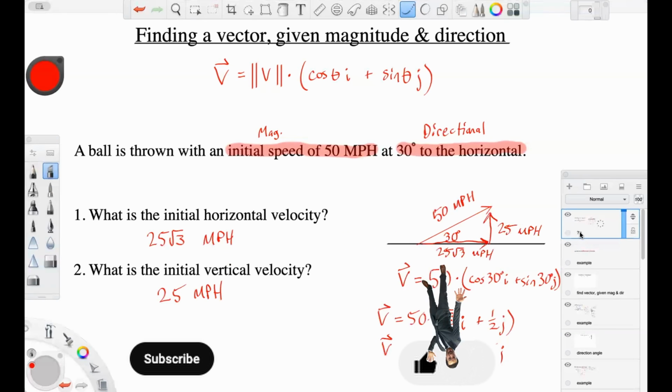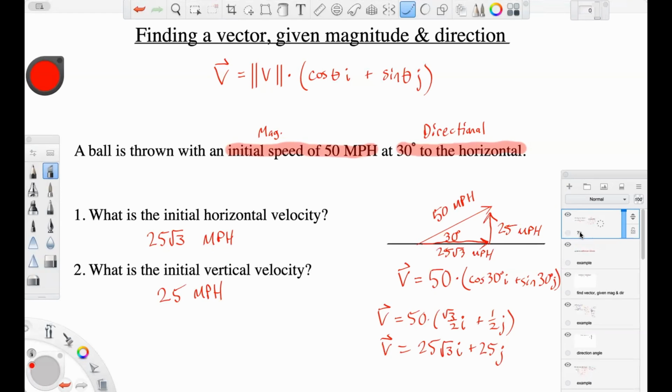So that pretty much does it for all of the fundamental parts of vectors. In the next video, we will talk about applications of vectors.